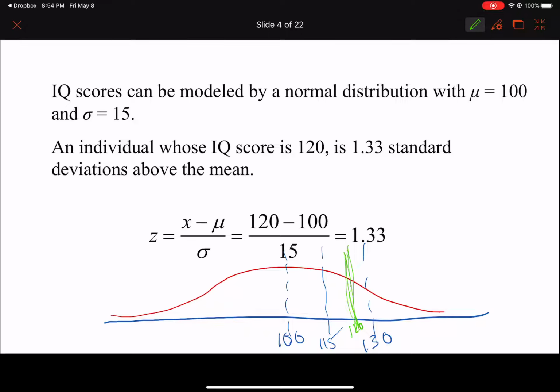I want to know the area under this curve to the left. So I want to know how much is this. We talked about area under the curve in our last section. I need to be able to calculate this area under the curve right here. So I'm going to show you how to look that up on your z-table.